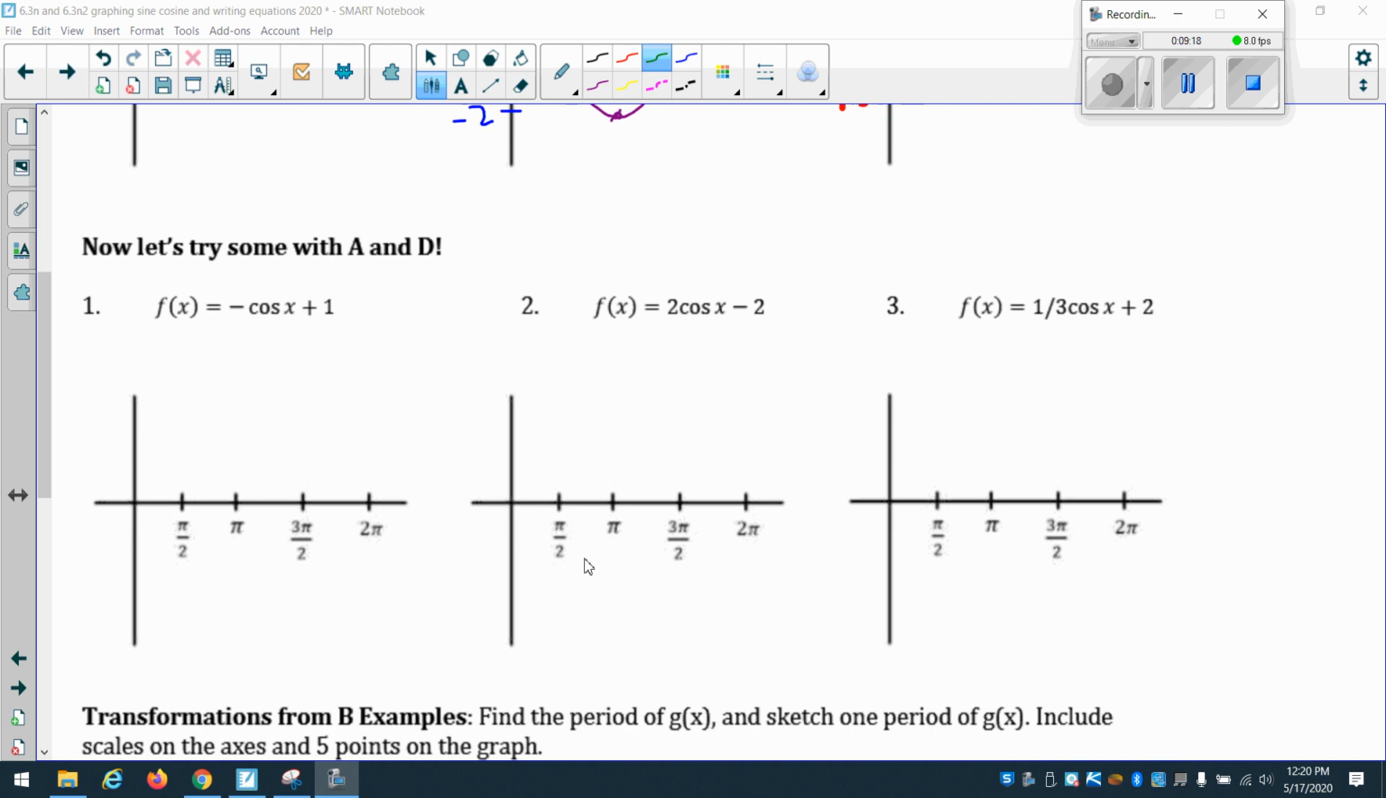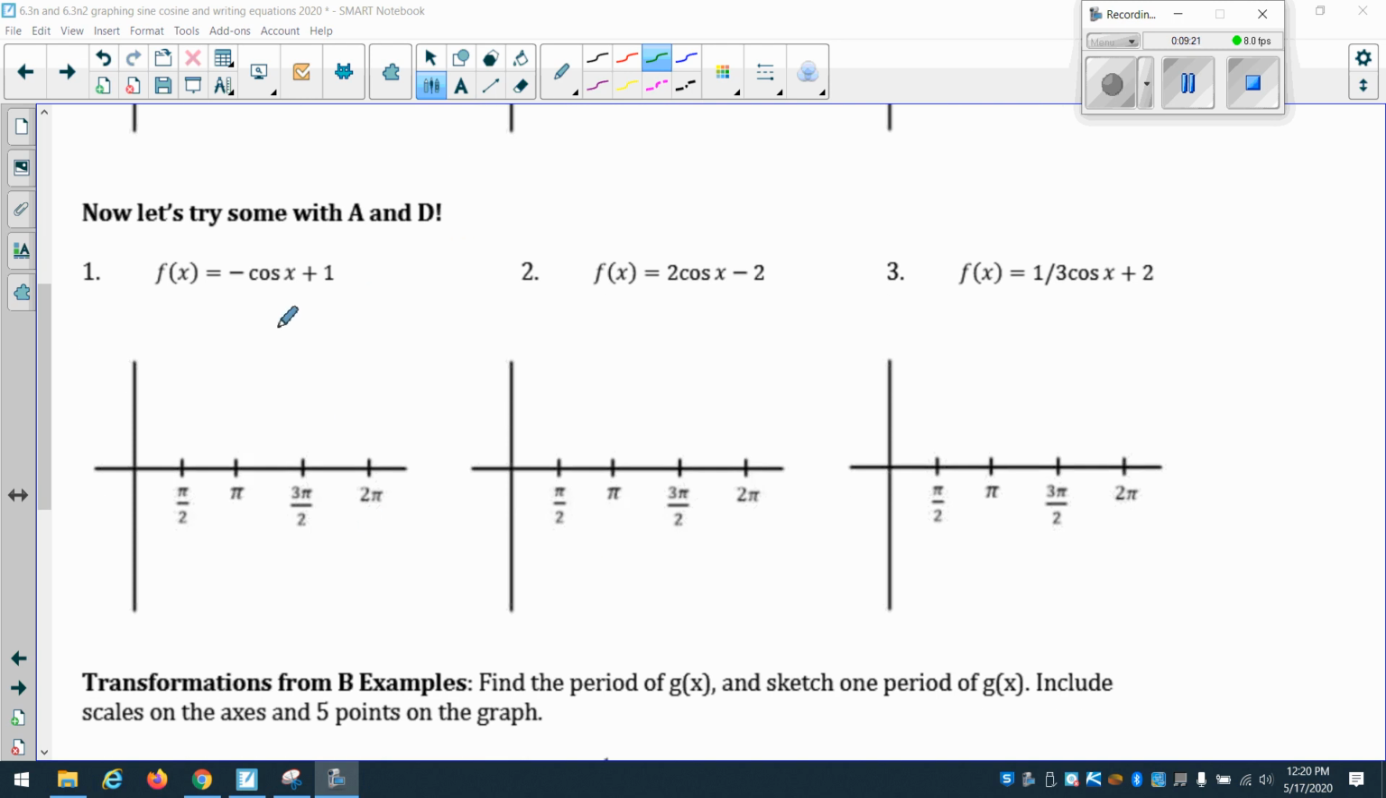Okay, so now we're going to have both of them together, the amplitude and the midline. So our midline here is 1. Our amplitude is 1. So we have 2 above, and it would be at 0. Our midline is at 1, but this is a reflection. So we're going to start at the minimum, which is 0. Pi over 2, we're at the midline. Pi, we're at the maximum. 3 pi over 2, we're at the midline. 2 pi at the minimum. And then you connect.